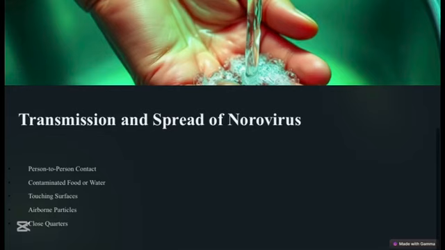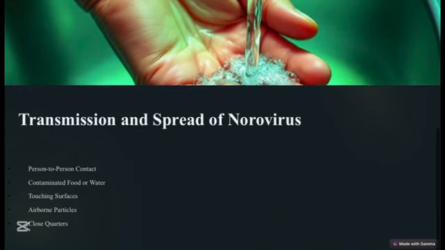How does norovirus spread? Person to person contact. The virus spreads when an infected person vomits or has diarrhea and the virus gets on surfaces or hands. Contaminated food or water. Eating food or drinking water that has been contaminated by the virus can lead to infection. Touching surfaces. The virus can live on surfaces for a long time. Touching these surfaces and then touching your mouth, eyes, or nose can spread the virus.